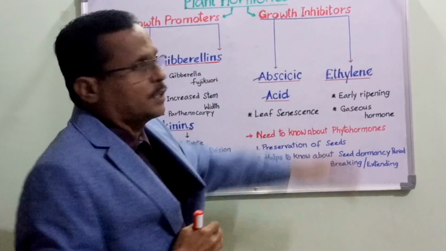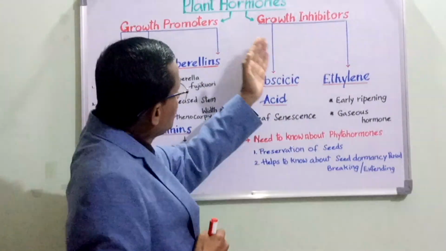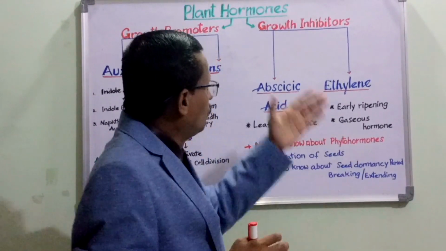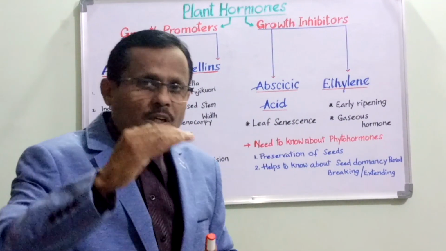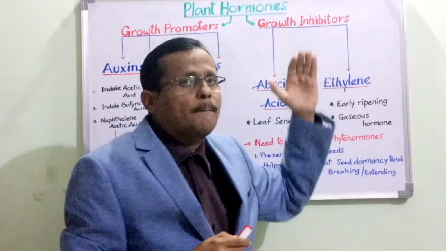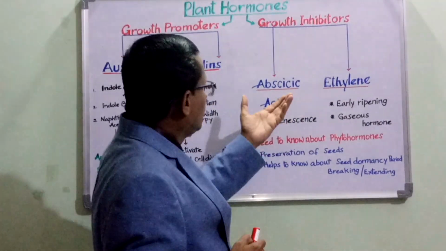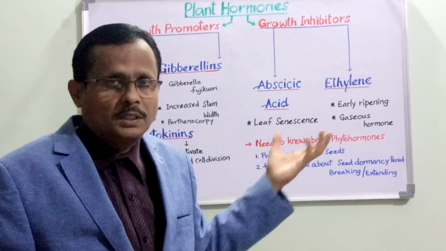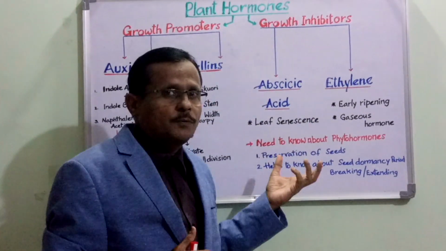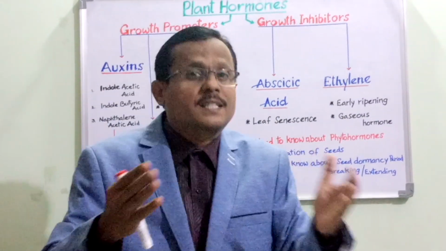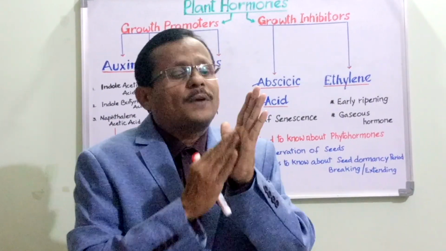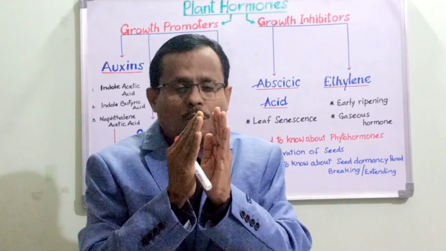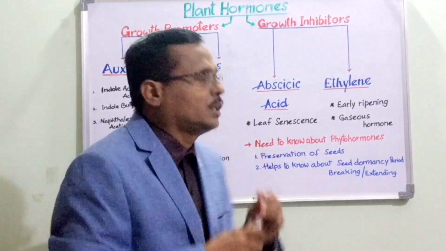Now let us move on to the second aspect, the growth inhibitors. Growth inhibitors are those biochemical substances which temporarily stop the growth of the plant body. Now here, the first one is abscisic acid. This abscisic acid is responsible for the falling of leaves, called leaf senescence. A layer of abscission is formed at the juncture of the leaf, that is the petiole, where it is attached to the stem or the branch.